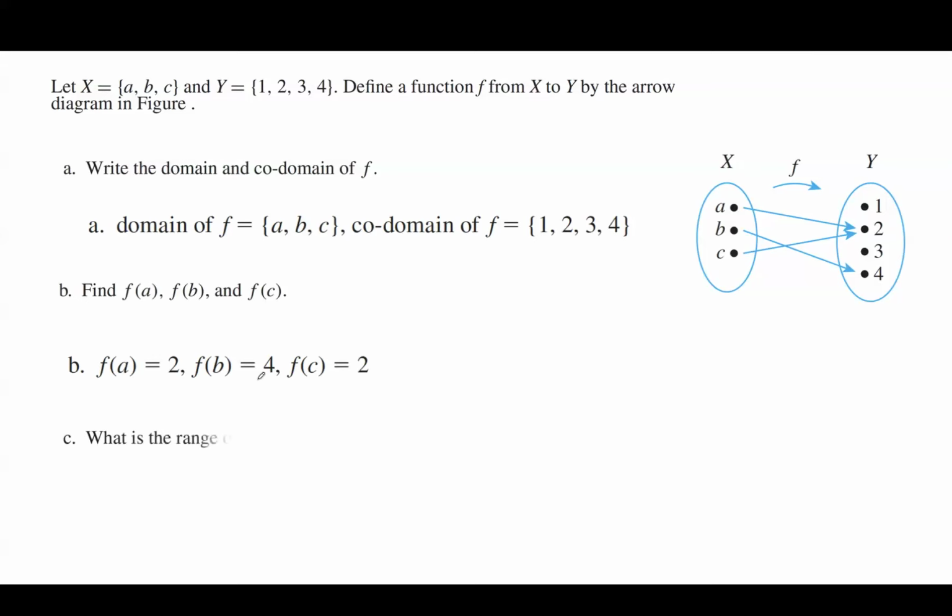What is the range of the function? Guys, range and codomain are not necessarily the same thing. Range is a subset of the codomain. Range only includes 2 and 4. It only has 2 members. So again, the range is a subset of the codomain all the time. It's not necessarily the same set, it's a subset.